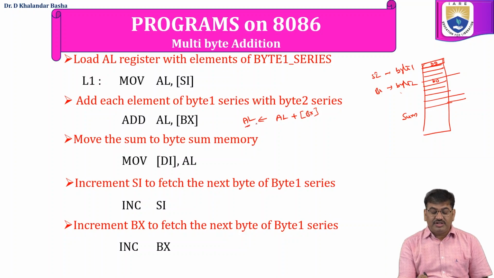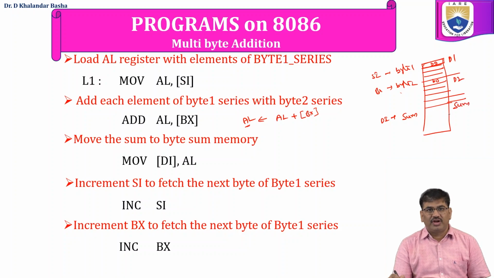So whatever result is obtained after adding the 0th byte of data 1 and data 2 will be loaded into the destination location. So after addition, we have the result in AL. That AL content will be loaded into the destination address where DI is pointing, to some variable. So here we have added 1 byte of data 1 with data 2. The result is placed in some location.